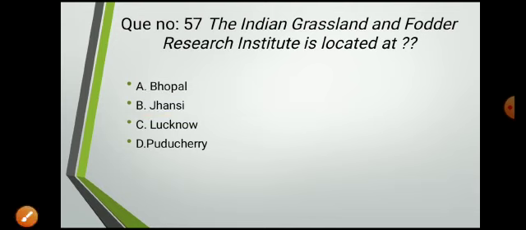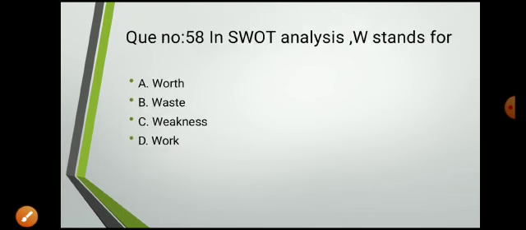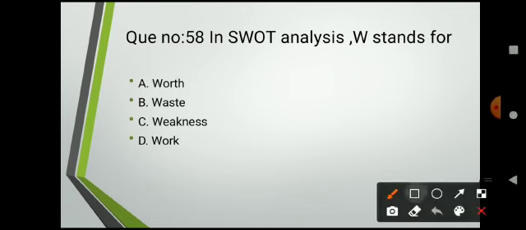Next question, question number 58. In SWOT analysis, W stands for. The options are worth, waste, weakness, and work. The correct option is option C, weakness. In SWOT analysis, S stands for strength, W for weakness, O for opportunities, and T for threats.